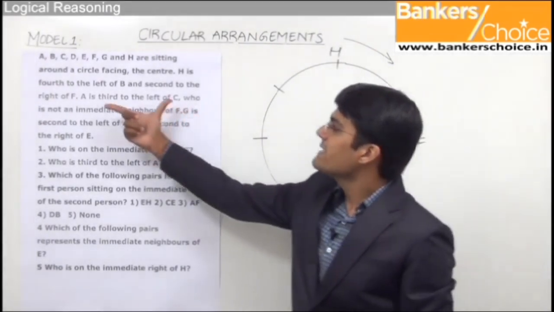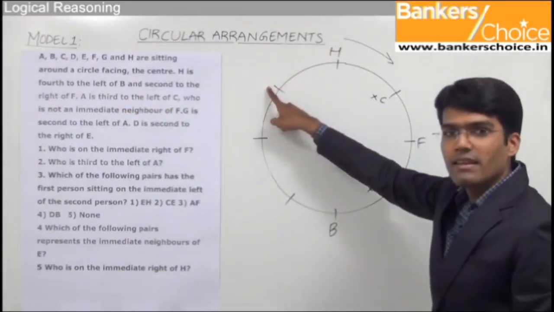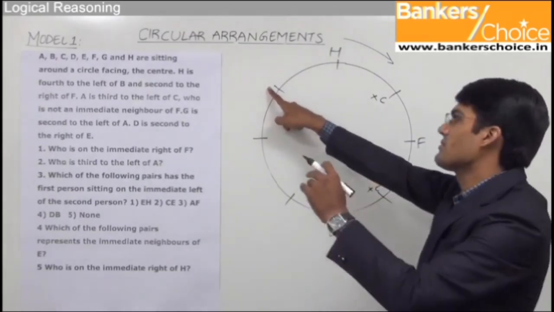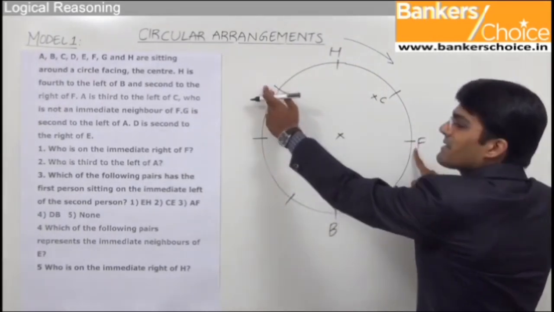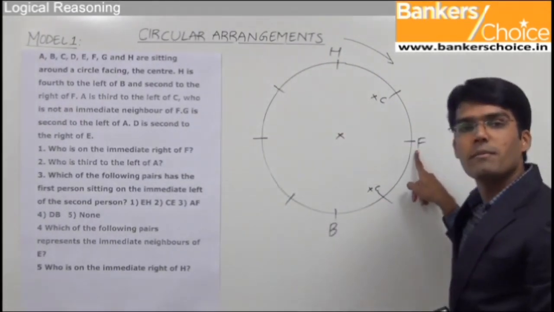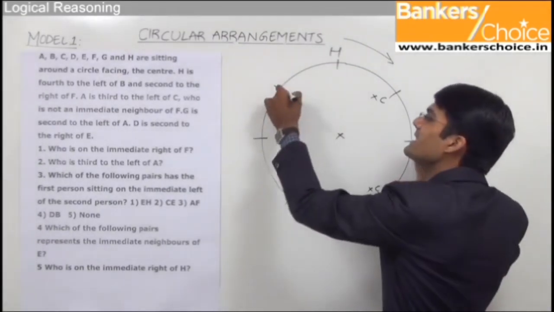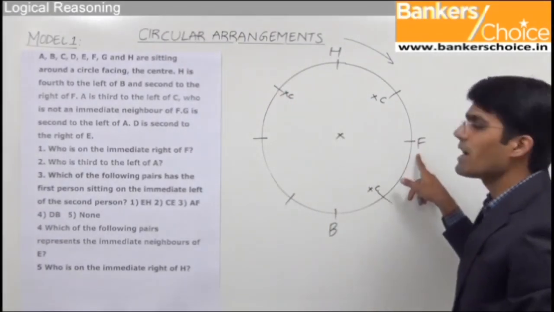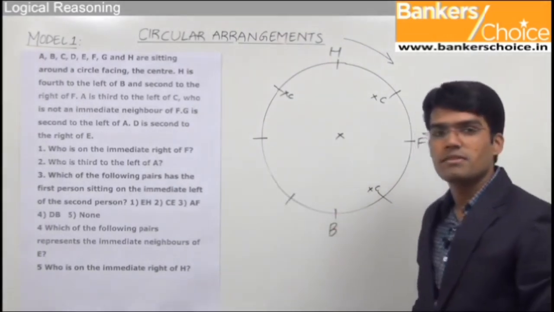We know that A is 3rd to the left of C. So if C takes this place, A should be 3rd to the left of C, which is nothing but in the clockwise direction. So if C comes here, A should be coming 1, 2 and 3 places away, that is in this position. But since this place is already occupied by F, we cannot make A sit there. So very clearly C cannot come in this place as well, because if C comes here, A should come here, which is not possible.